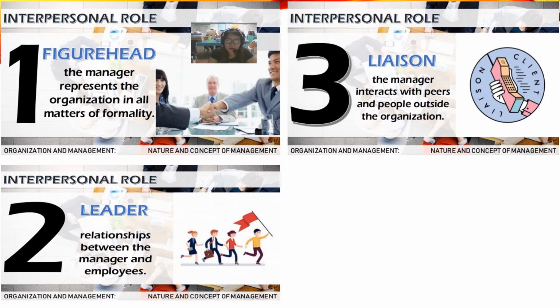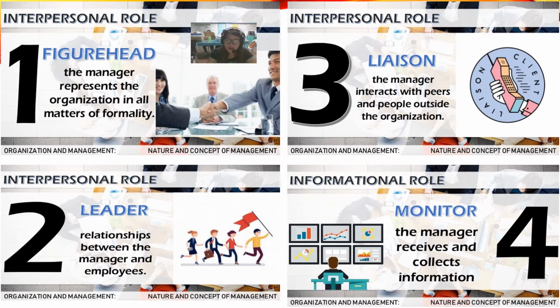The manager interacts with peers and people outside the organization. Liaison is communication or cooperation which facilitates a close working relationship between people or organizations. Then, monitor. The manager receives and collects information. It is also a device used for observing, checking, or keeping a continuous record of something.